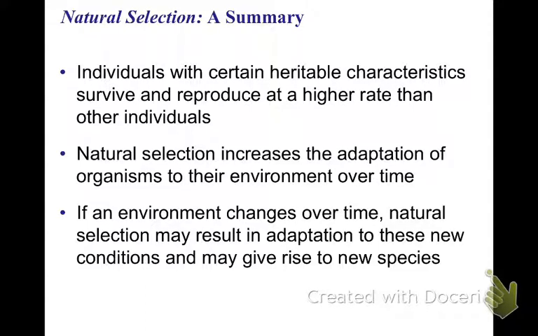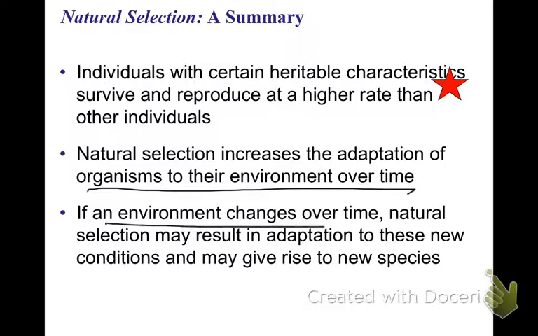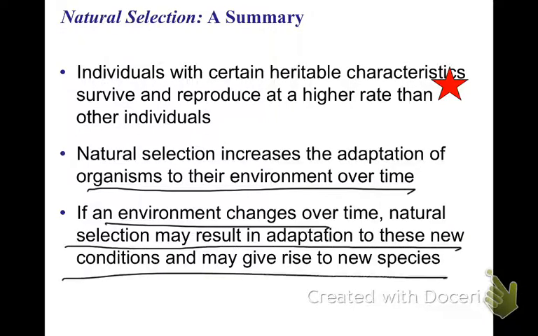So, a summary of that would be individuals with certain heritable characteristics survive and reproduce at a higher rate than the other individuals. So, natural selection increases the adaptation of some organisms to their environment over a period of time. If the environment changes, then natural selection may result in adaptation to these new conditions. This might give rise to new species.